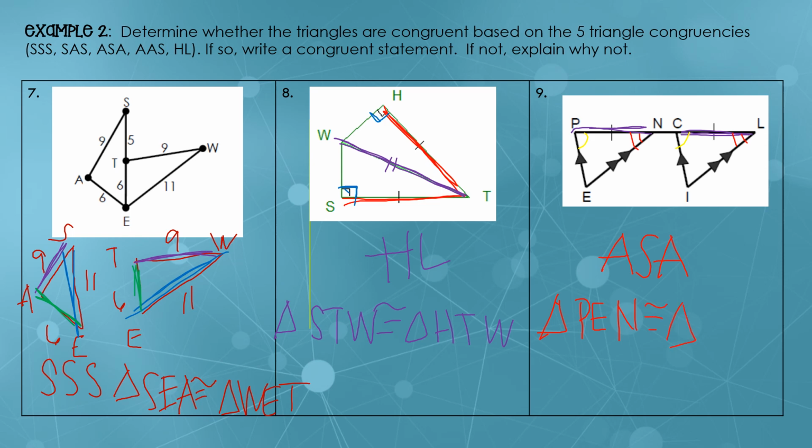P and C are marked congruent, so they correspond. E and I have no congruent marks. Those are going to correspond. And then N and L are going to correspond.